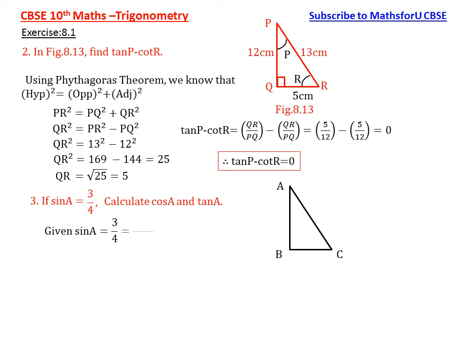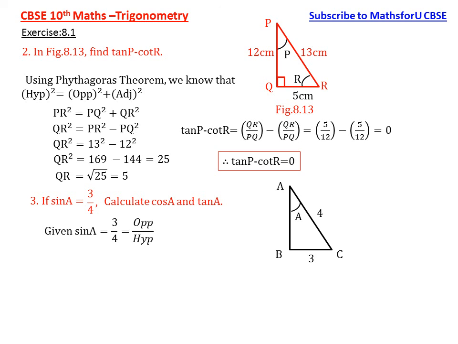Now given sin A is equal to 3 by 4, that is opposite side by hypotenuse. Now A means here we have to take the angle. This is the 90 degree right angle at B, and here we are taking it as A. So opposite side means BC, hypotenuse is AC. So this will be 3 and this will be 4.